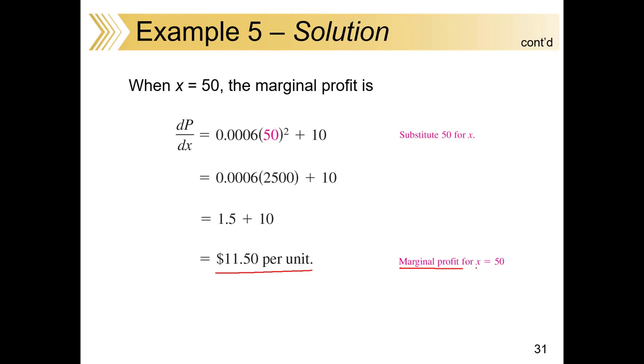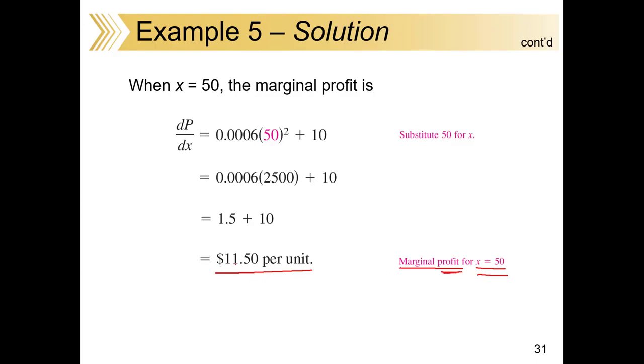Remember that at this point, we were making 50 of these TV sets, or whatever it was, every week, let's say. Marginal profit says if you make one more TV set and sell it, how much more profit are you going to get? That's what marginal profit means. Make one more TV set, how much more profit are you going to get? That's what marginal profit is.